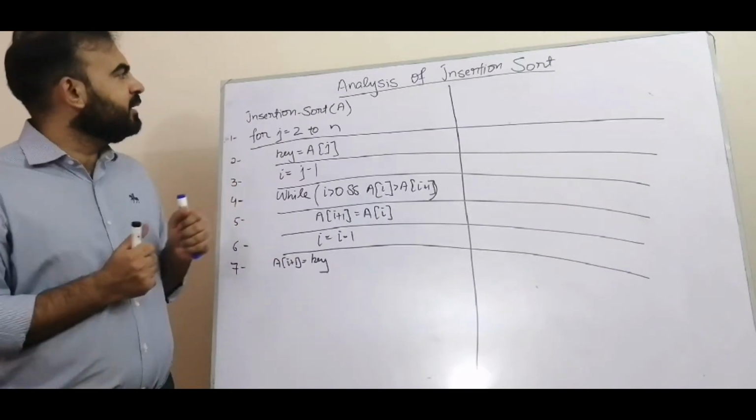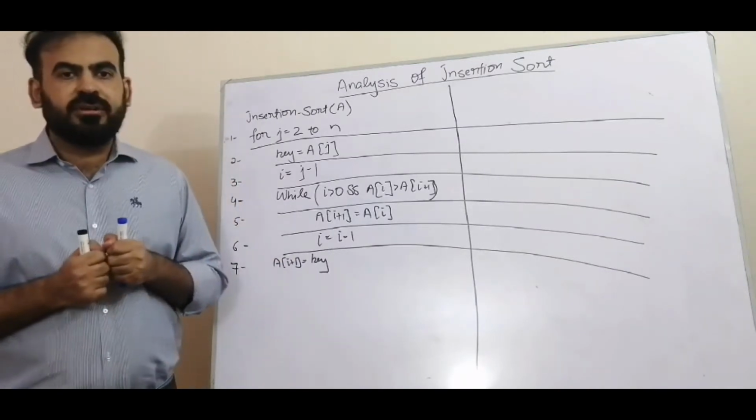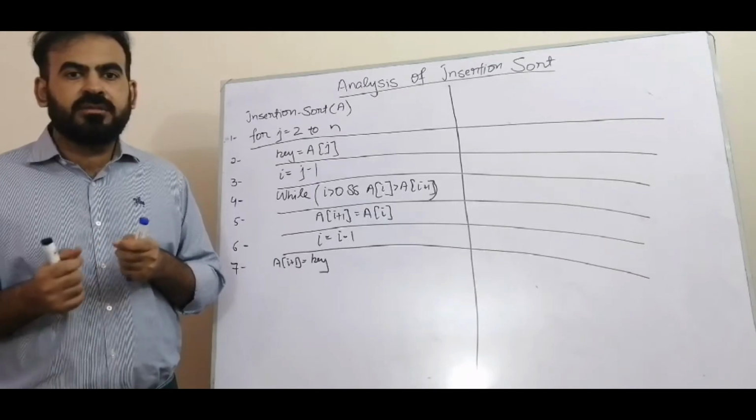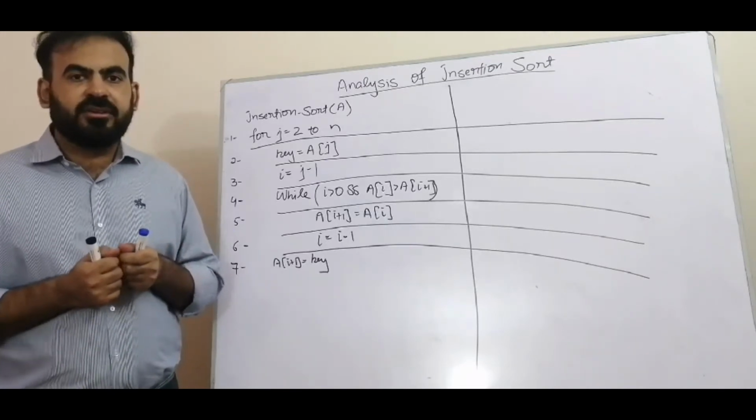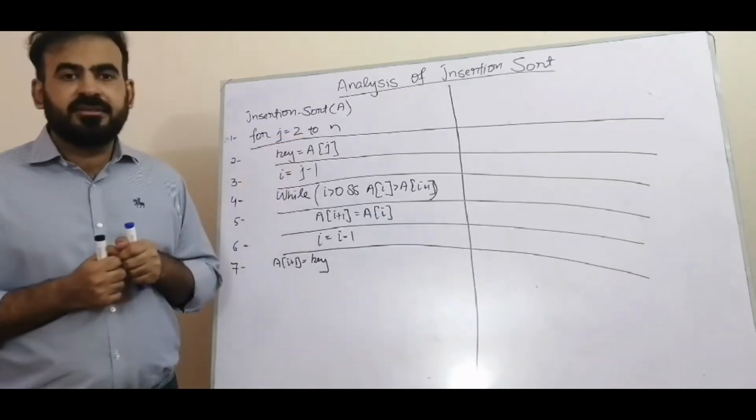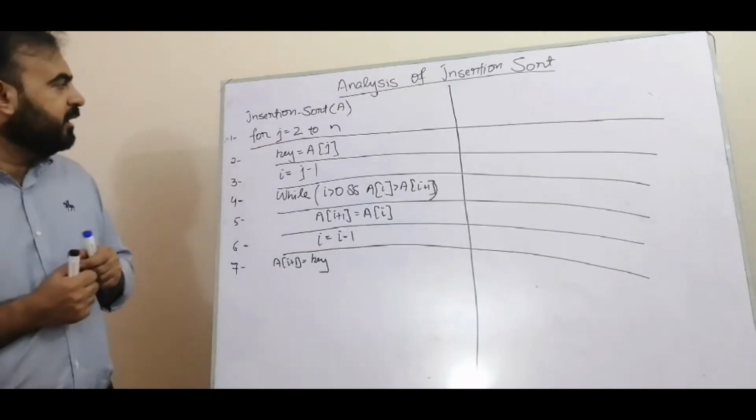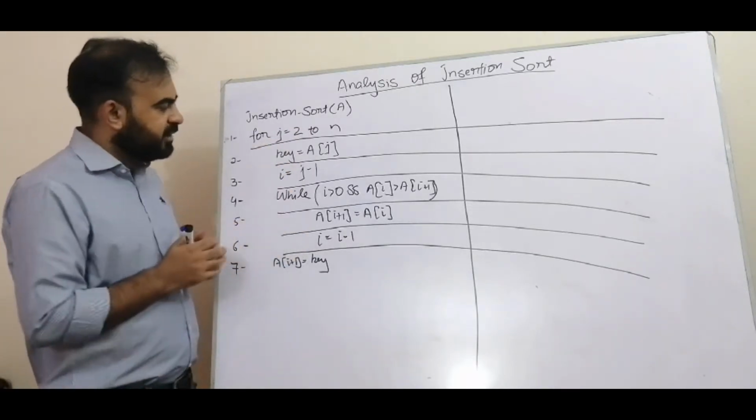In the last video, we have seen the algorithm insertion sort. We took the random data and we have seen how insertion sort sorted it in increasing order. Now let's do the analysis of that same algorithm. In that algorithm, we have total 7 lines.